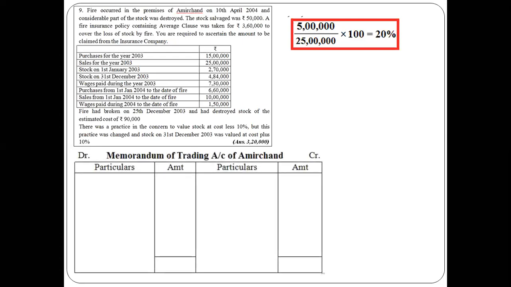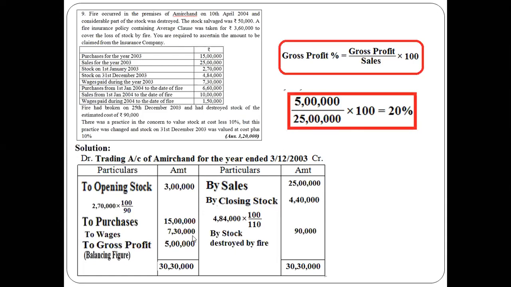Our memorandum of trading account. What do we need to prepare? Memorandum of trading account. We will start preparation of the memorandum of trading account. So we will consider first the opening stock. Opening stock will be the closing stock of the last financial year. When we prepared the trading account, what was our closing stock? The same value we will see as the closing stock. In the trading account, we had the closing stock of 4,40,000. This value we will consider as our opening stock in the memorandum of trading account, right?